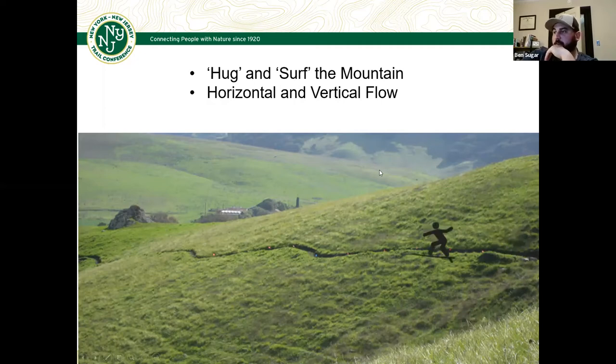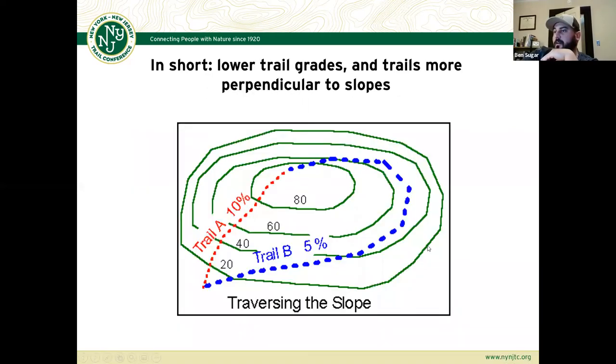Get a little surfer on there, flying through. But this is easy to see on a hillside that's grassy like this. It's a very pixelated image. The idea, in oversimplifying, is that instead of climbing straight to the top of this slope, you would traverse around more gradually and gently.